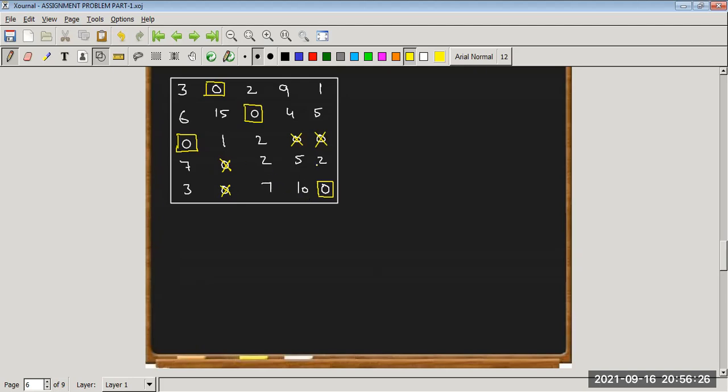Now we start the ticking process. This fourth row is unassigned, so tick this unassigned row. If the ticked row has a 0, tick that column. So we tick that column because of this 0. If the ticked column has an assignment, tick that row. So we tick the first row. If the ticked row has a 0, but there is no 0 other than this assignment, so the ticking process is over. So what we do, we draw the line through unticked rows and ticked columns.